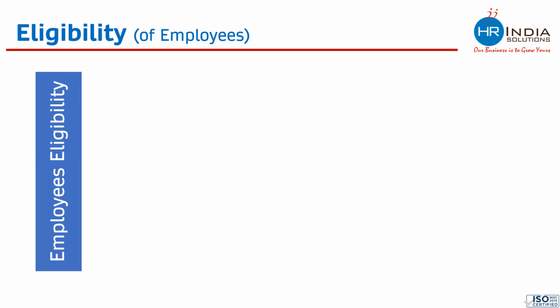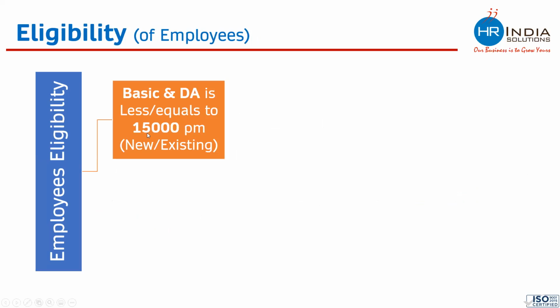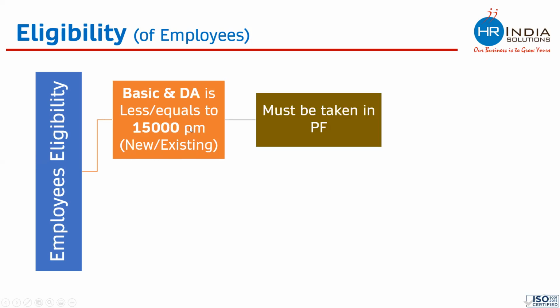If the basic and DA is less than or equal to 15,000 per month, and whether the employee is a new employee, meaning the first time he is in employment, or he was already in employment and was already a member of PF in his previous company. So whether the employee is a new or an existing member of PF, if his basic and DA is less than or equal to rupees 15,000 per month, that employee must be taken in PF. Means that the employee is eligible to be registered under the PF.